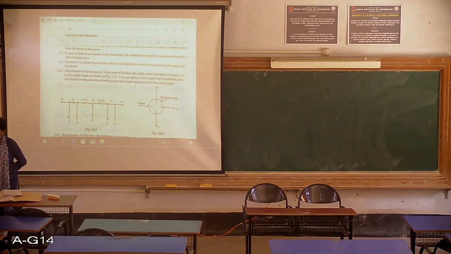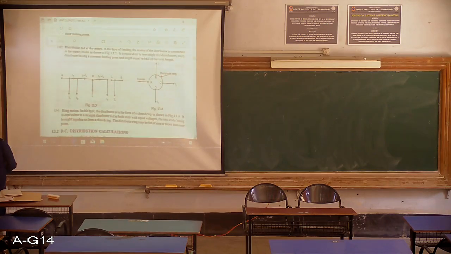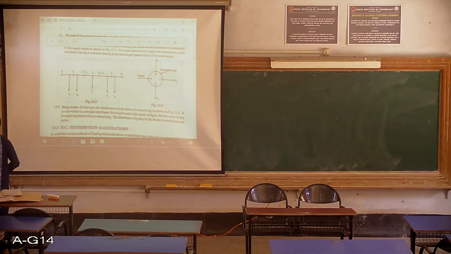Okay, so that means the C is feeding A and the C is feeding B. So AC is one distributor which is fed from point C, and CB is another distributor which is fed from point C again. So it is equal to half the length of the entire distributor. Then finally the last one, ring main.